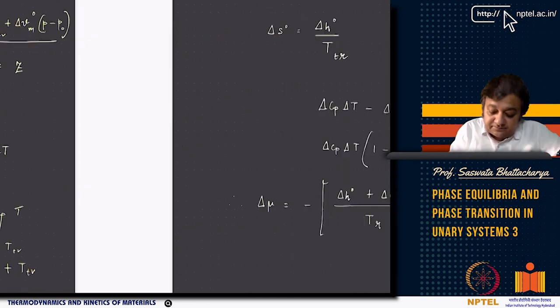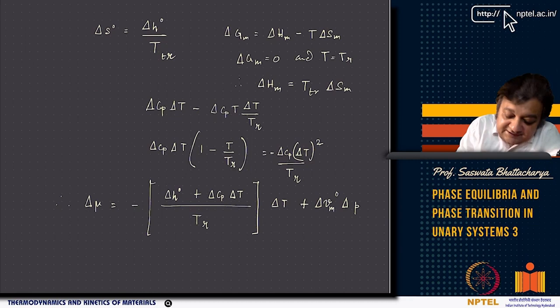Now, as you know, delta S0, the difference in entropy between alpha and beta in the standard state, is related to the difference in enthalpy by the transformation temperature T_tr, right?